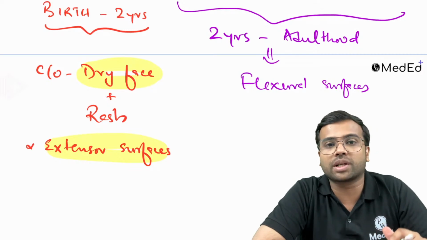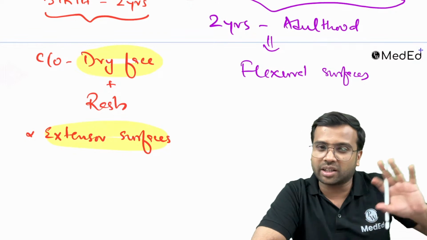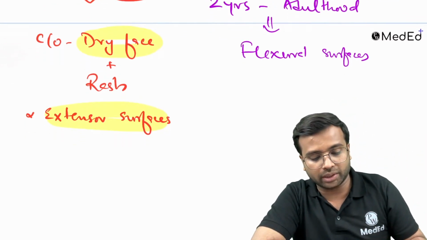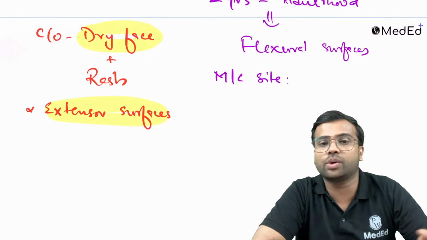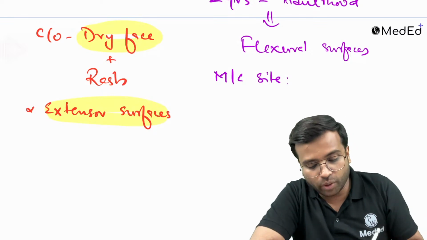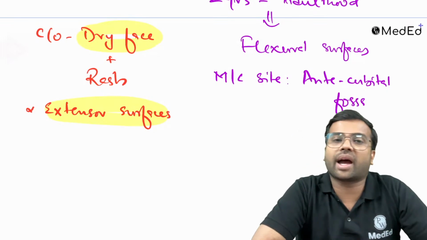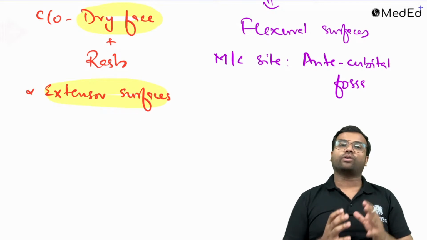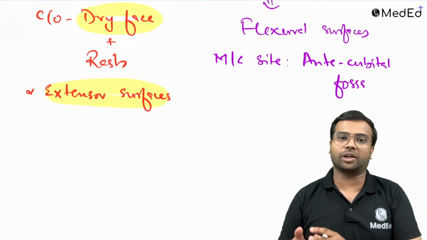Over the flexural surfaces, the kind of rash that you can see is going to be again a dry skin. The patient would be complaining of itching, and the most important thing, the most common site for your MCQs, is going to be the antecubital fossa. So it is the antecubital fossa where you can find the rashes in any child who is more than 2 years of age and also in adulthood.